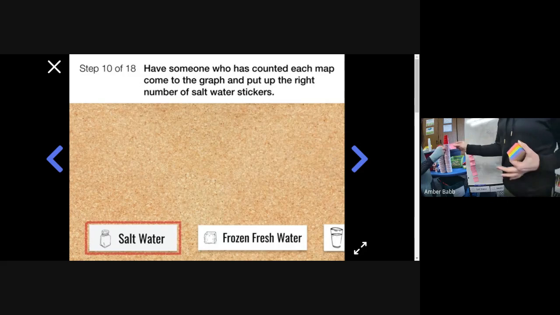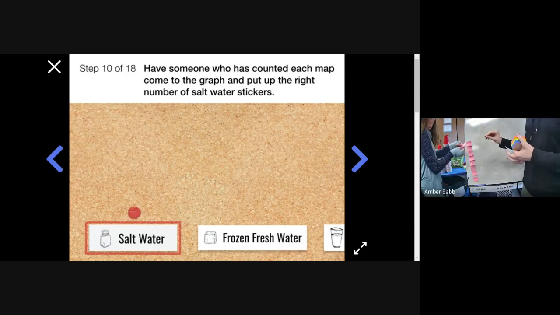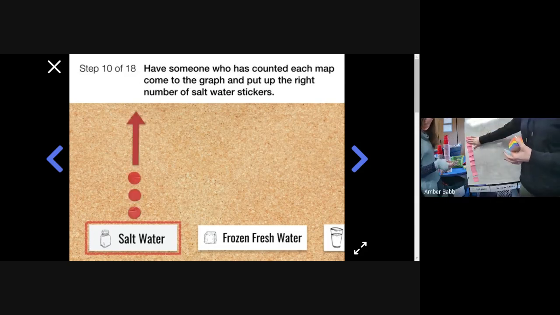Okay, you said 3, Grace? Yeah, 3 stickers, remainder of 20. 2, 3. All right. Lucas, I had you for map 4. How many stickers for you?